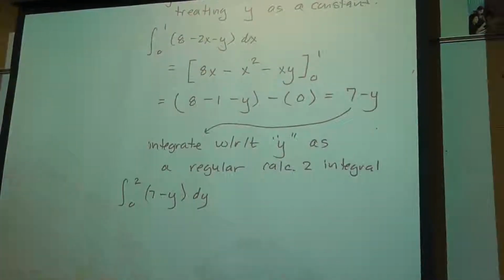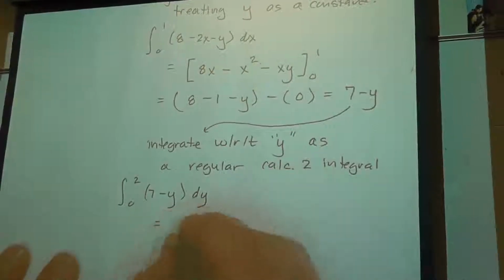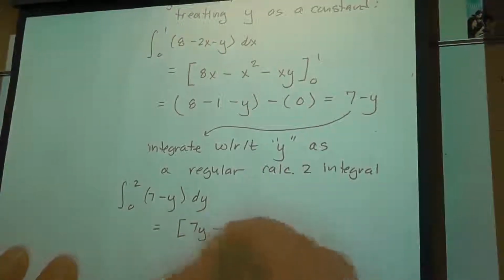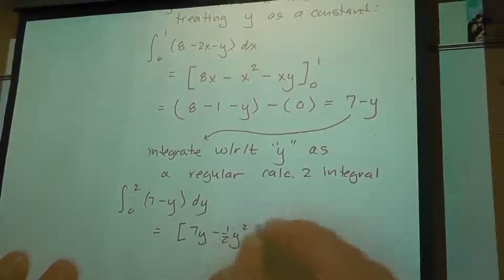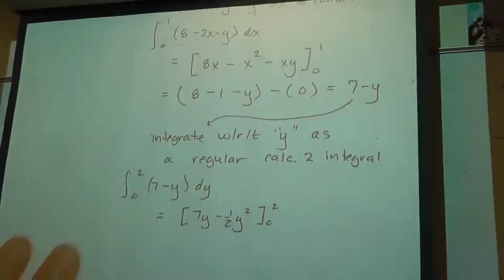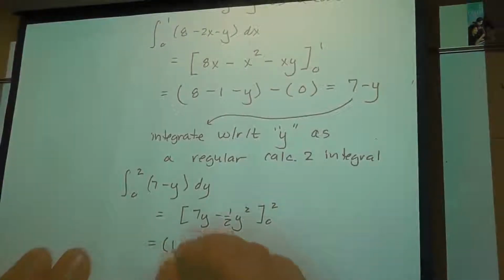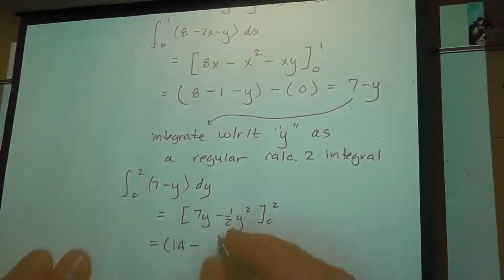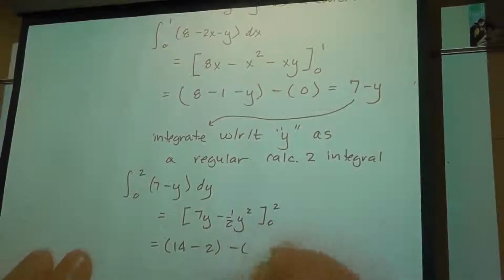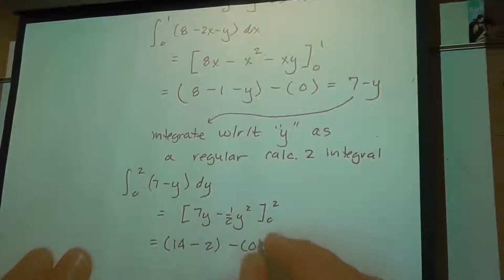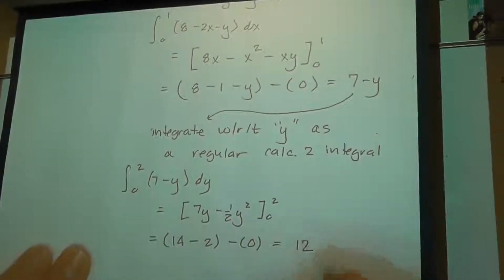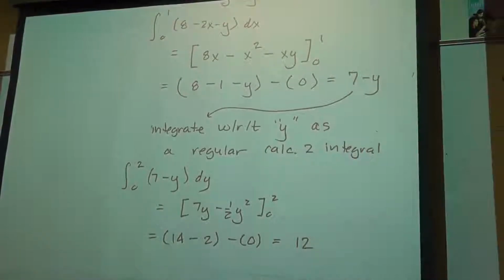And that's just like a calculus 2 integral. Your antiderivative is 7y minus half y squared. Limits of 2 plug in first and 0 plug in last. So that gives me 14 less half of 4, which is 2. 0 wipes everything out in that polynomial. So we get an answer of 12. Your first double integral gives you an answer of positive 12.